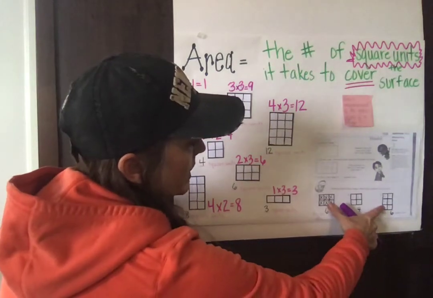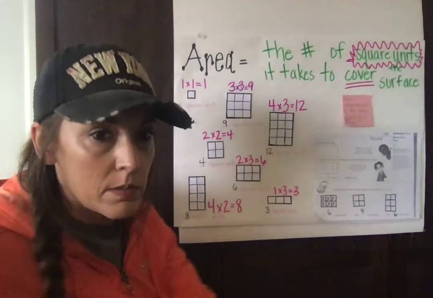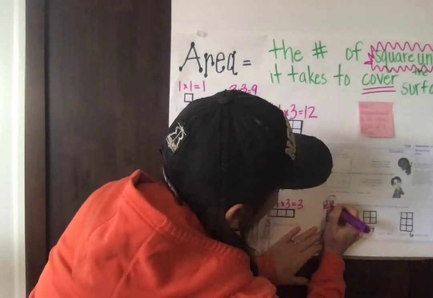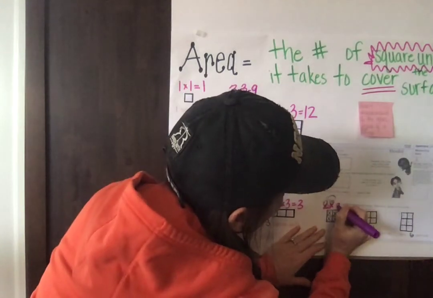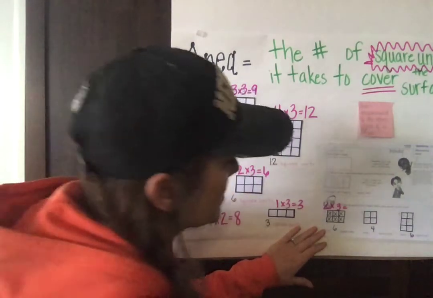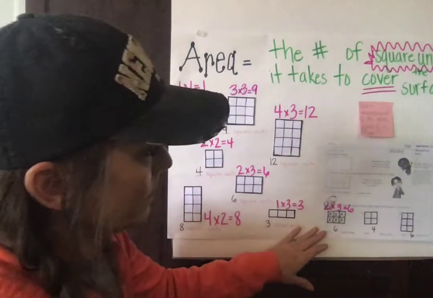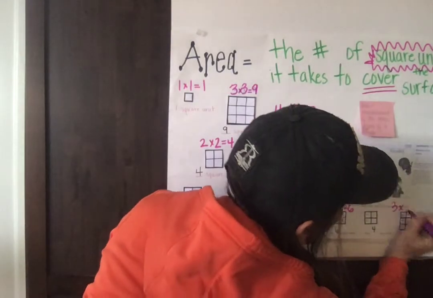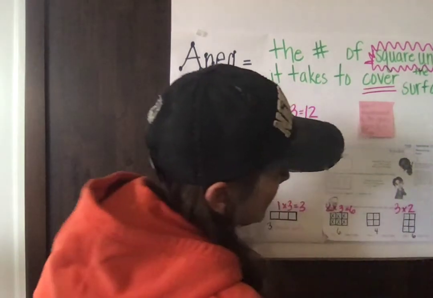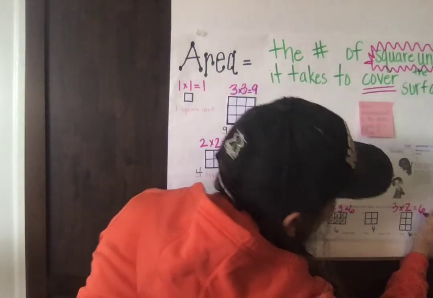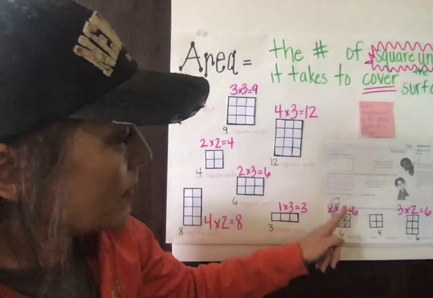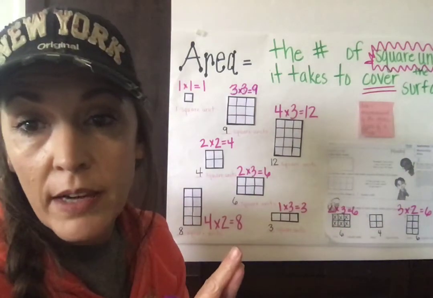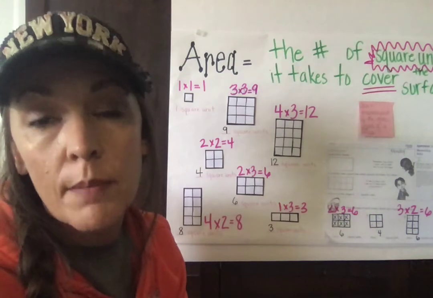I want to point out these related facts here. When I see this one, I'm trying to move you a little closer, I see 2 rows times 1, 2, 3 in each row gives me a product of 6. 2 times 3 equals 6. This related fact, I see 1, 2, 3 rows times 2 in each row gives me a total of 6. These facts are related. 2 times 3 equals 6. 3 times 2 equals 6. It doesn't matter the order of the factors. You still get the same product or the same answer.